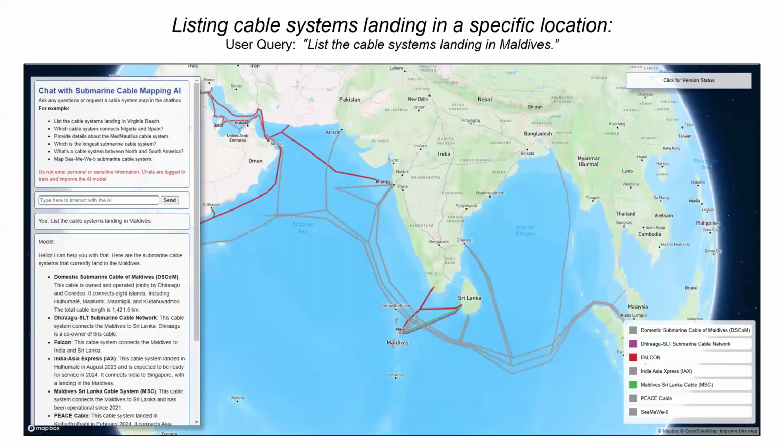Our system is also very successful at listing cable systems landing in a specific location. In this particular case, the user is asking for cables landing in the Maldives, and the system is showing all the Maldives cable systems automatically on the map, with information given in the chat panel about each cable system.